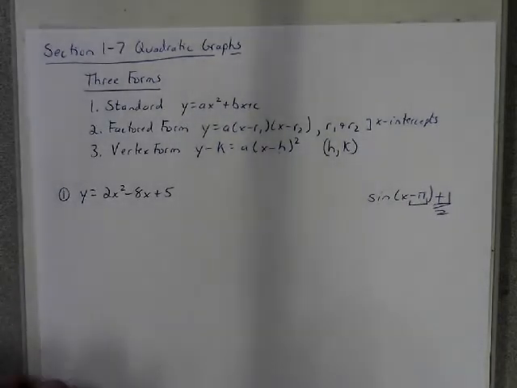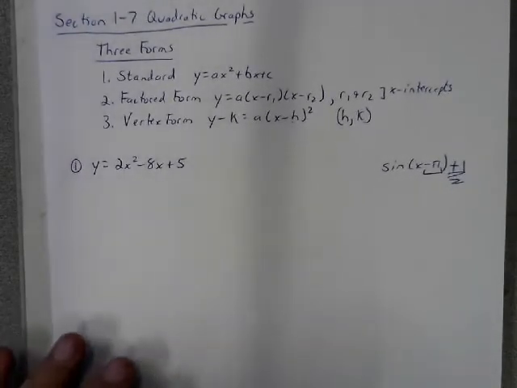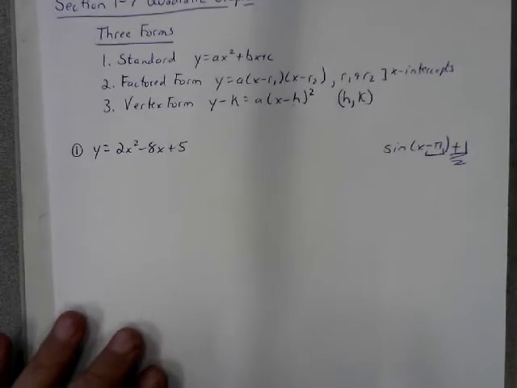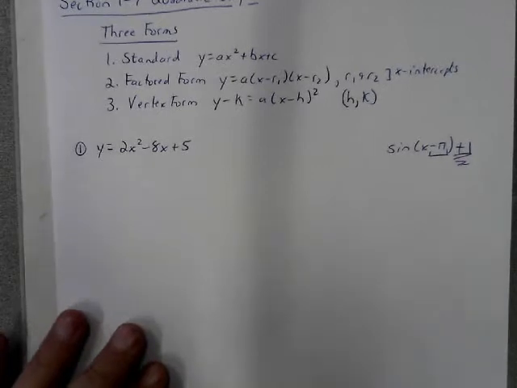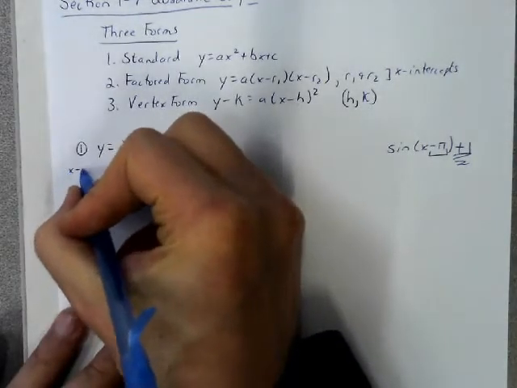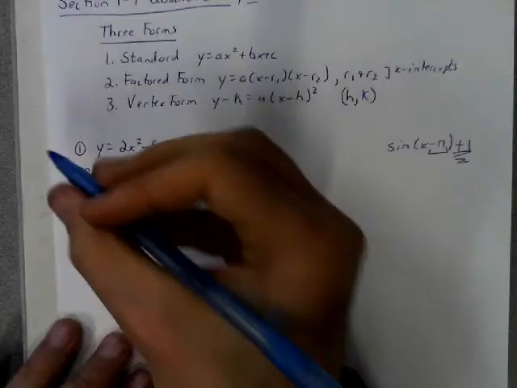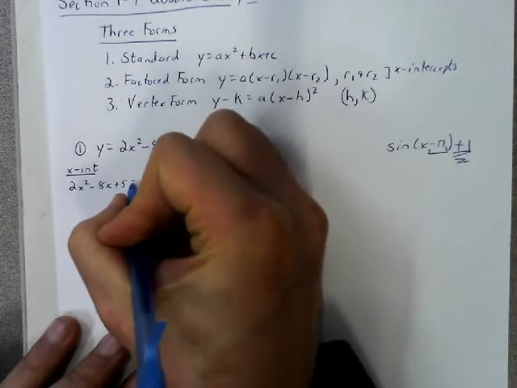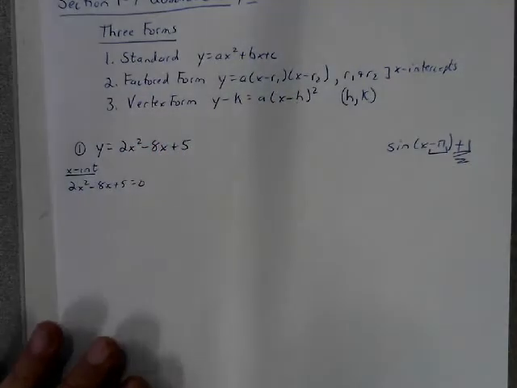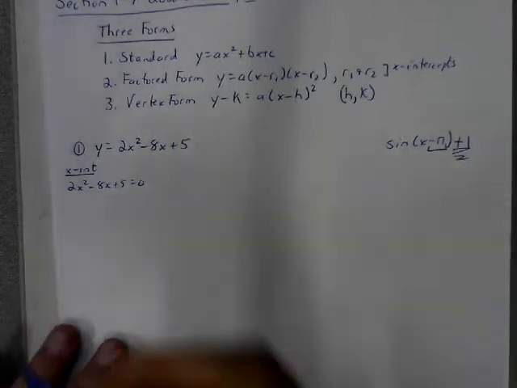The first problem that we'll do is in standard form. Y equals 2x squared minus 8x plus 5. On this equation, first thing we're going to do is find the x-intercepts. To find the x-intercepts, we let the y value equal 0. So we have 2x squared minus 8x plus 5 equal to 0. Now you could try factoring, but factoring will not work. This is a quadratic formula problem.